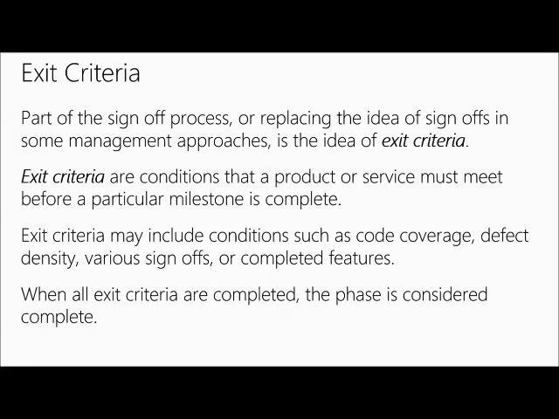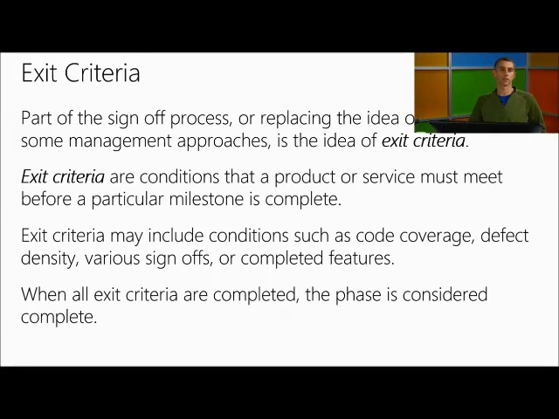You may have one that says no severity 1 bugs are still open. You'll probably have one that says 100% of your priority 1 and priority 2 test cases have been executed and reported on. And it will probably say something like severity 3 test cases, 80% of those need to have been run and reported on. Okay.